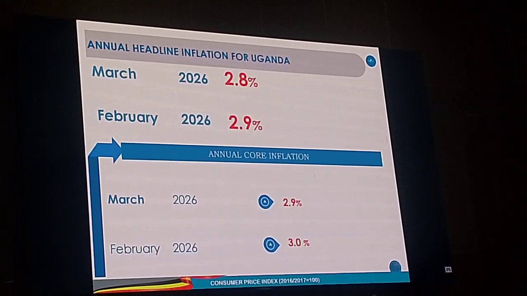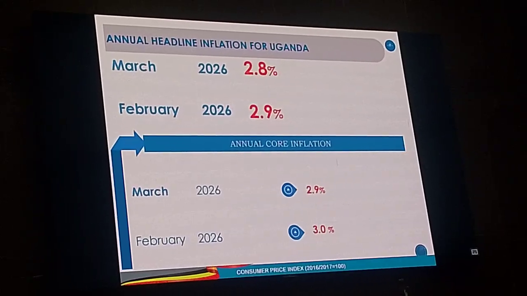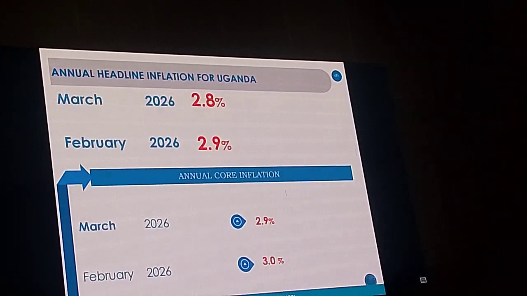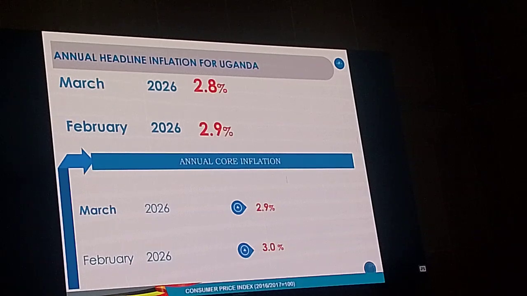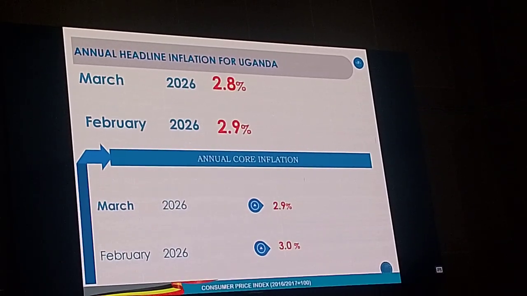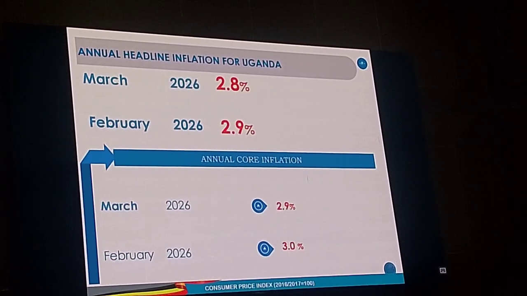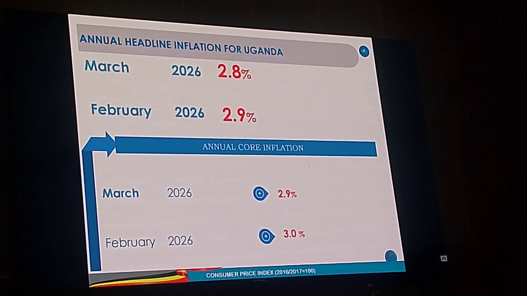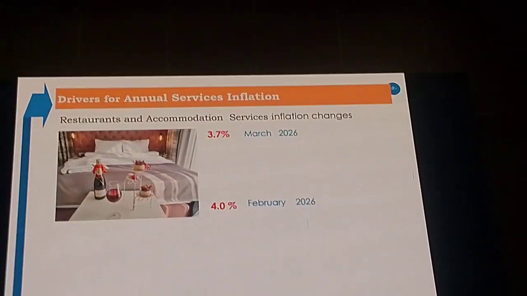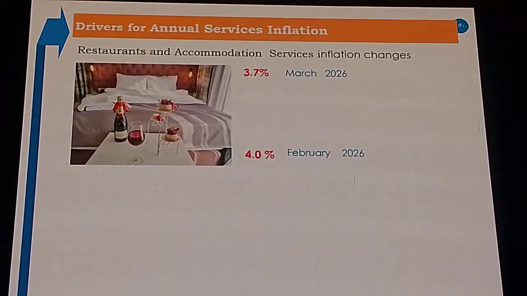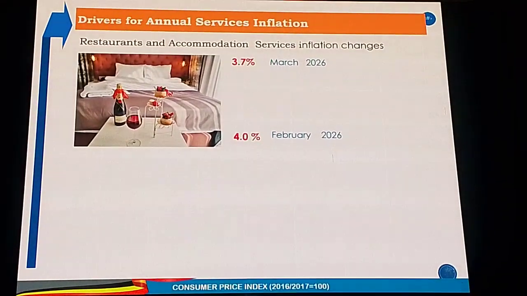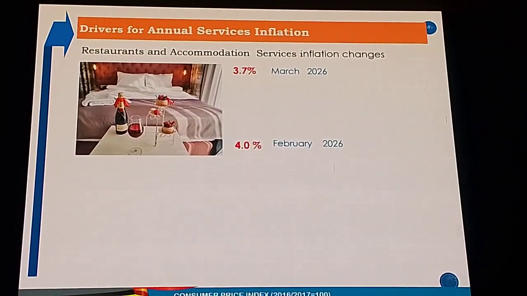So that is in general. When we break it down for you, under this categorization, we have what we call core inflation. In this core inflation, we go and get the main and take out the food crops and other related items, and also take out the energy, fuels, and utilities. So the drivers for the annual services, we see restaurants and accommodation services slowing down to 3.7% compared to the 4.0% that was recorded in February 2026.